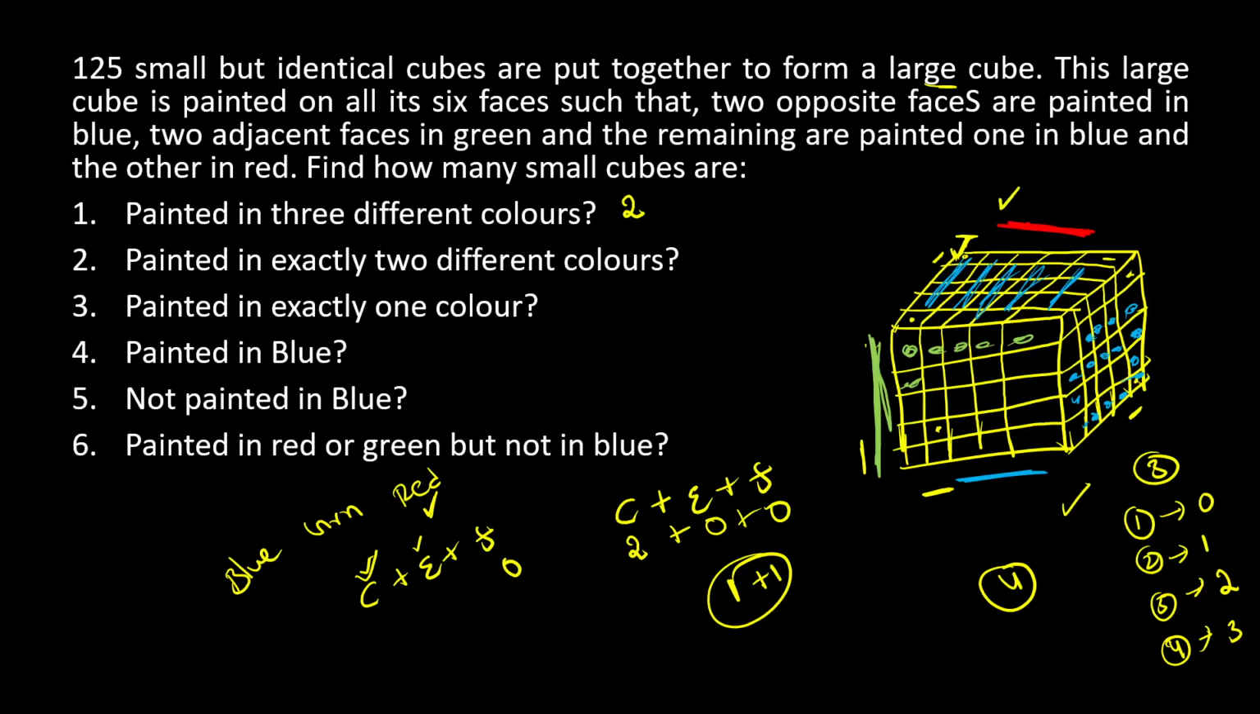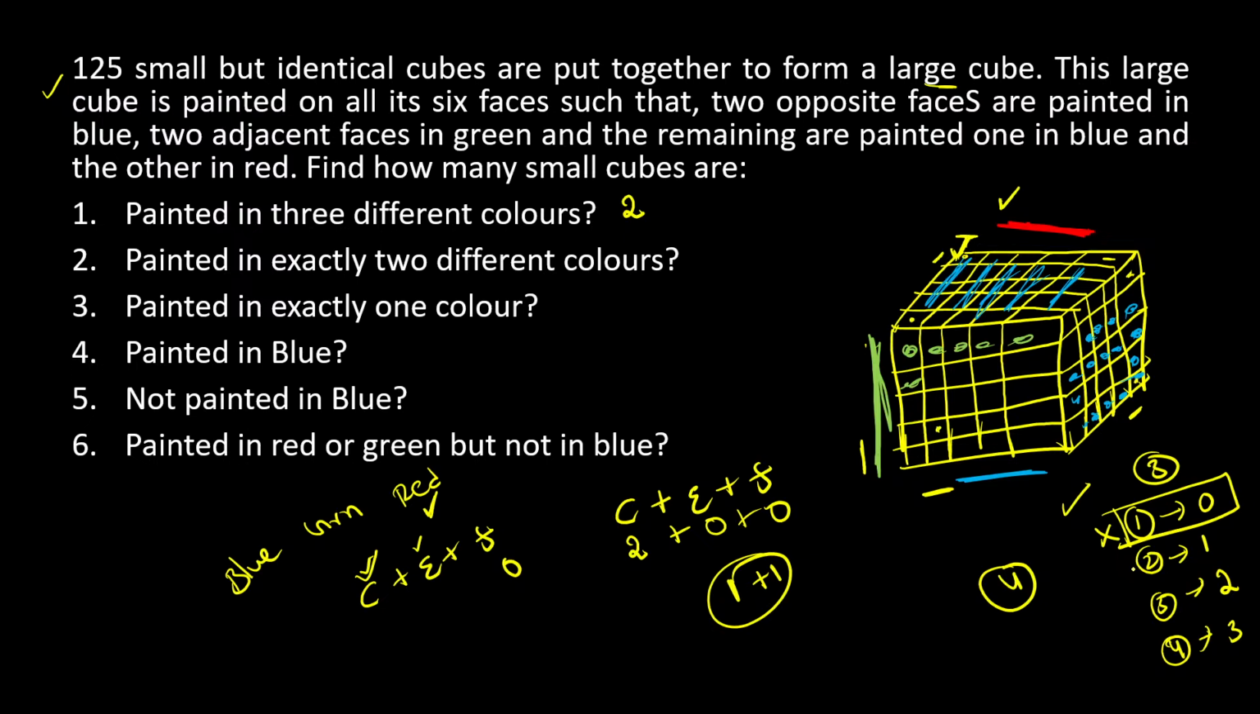Among these 4, for the given question, no corner cube is unpainted. No corner cube is left unpainted, so we need not bother about this possibility. Among the given 8 cubes, you will not find any corner cube that's not painted, as far as this particular question is concerned. Let us look at the second one.